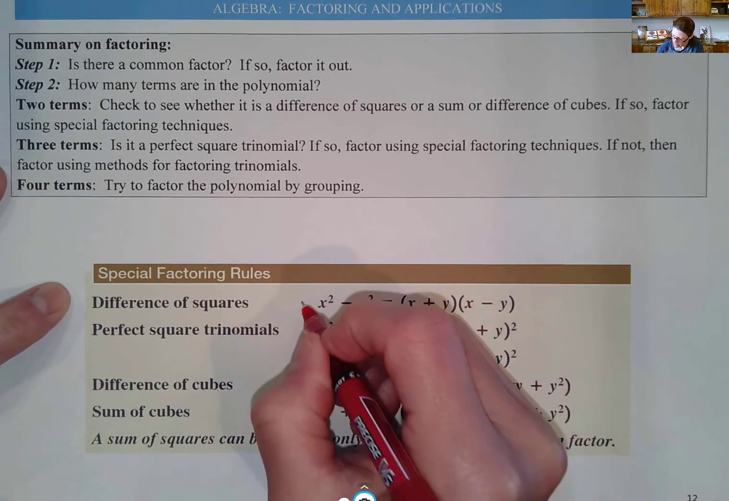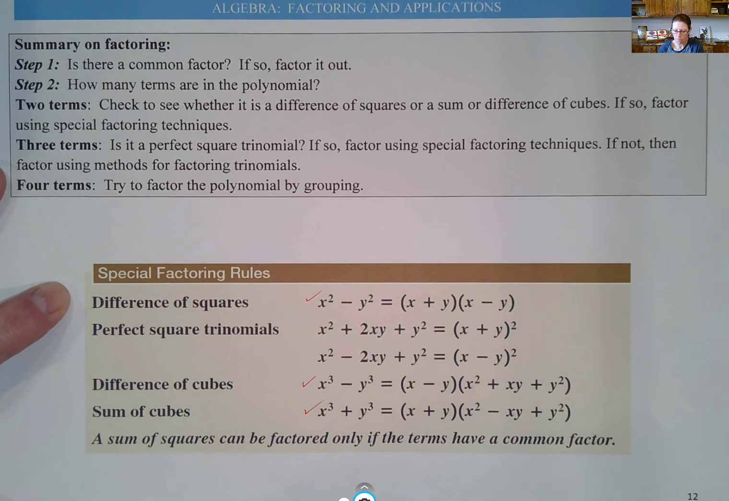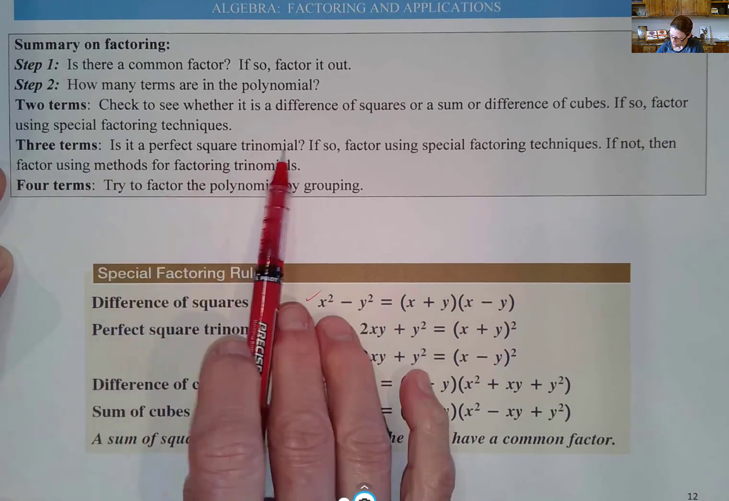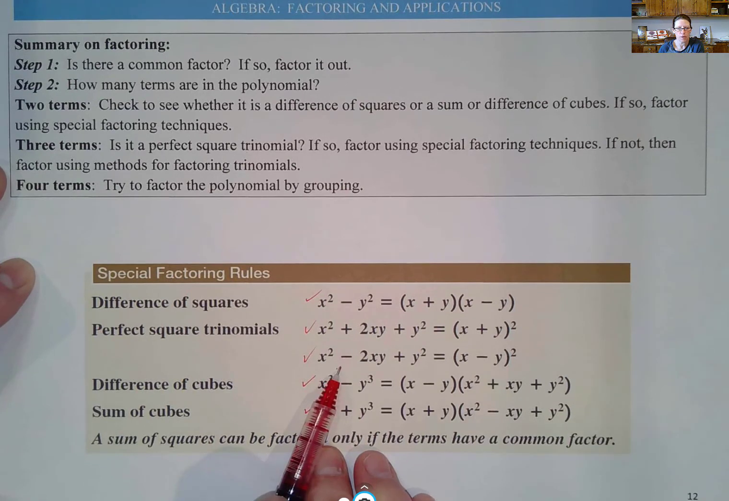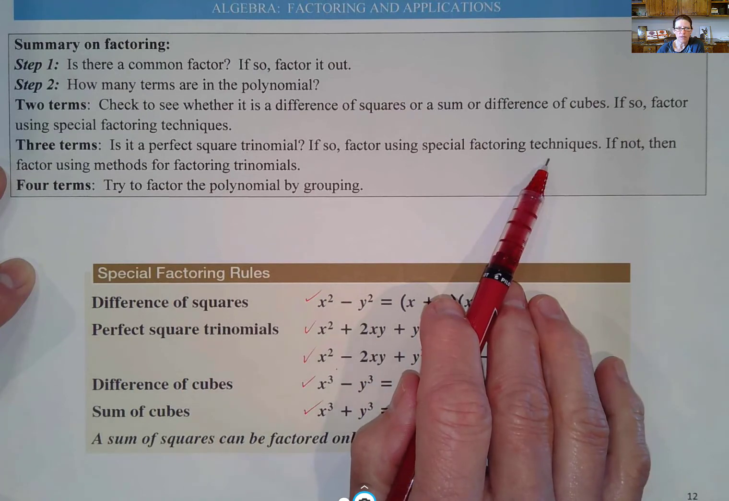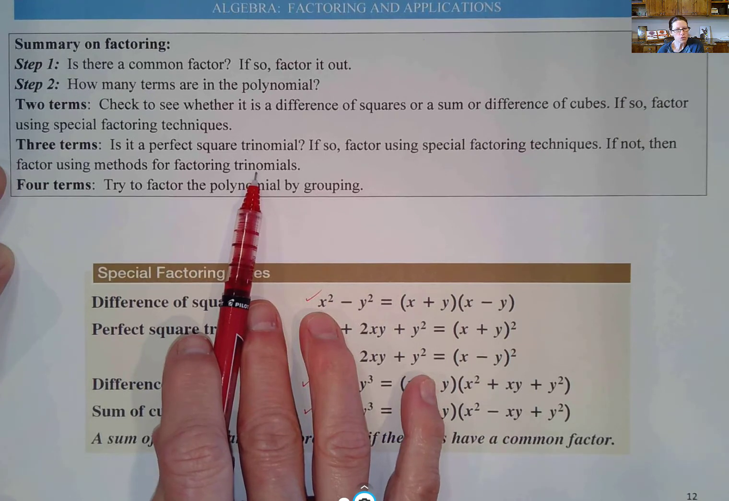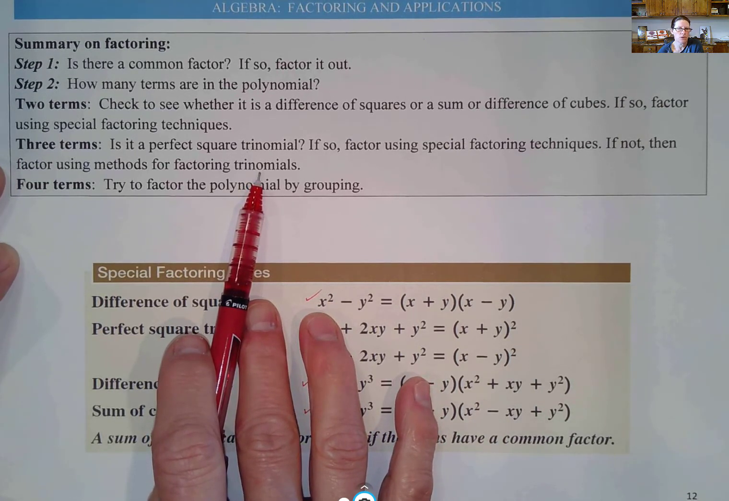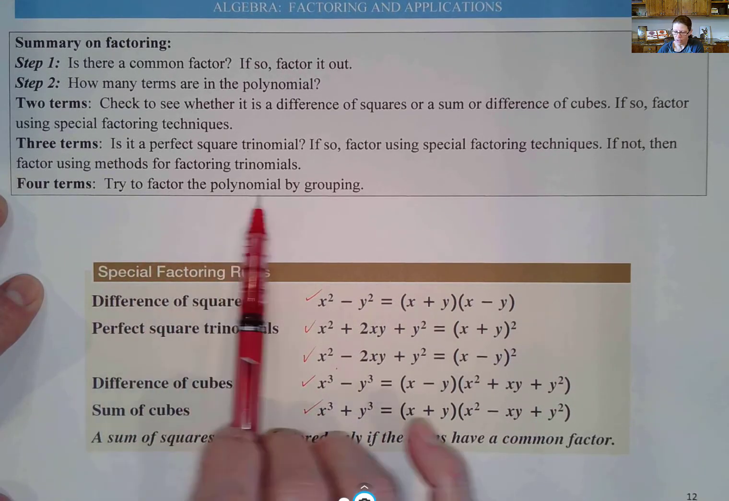So is it a difference of squares or a difference or sum of cubes? Okay. If there are 3 terms, is it a perfect square trinomial? That is, does it fit one of these forms below? Okay. If so, factor it using special factoring techniques. If it's not, okay, this is where things, I believe, are the trickiest for us. Use your methods for factoring trinomials. So you might use your trial and error or that process that expands the middle term and factors by grouping. If there are 4 terms, try factoring by grouping.